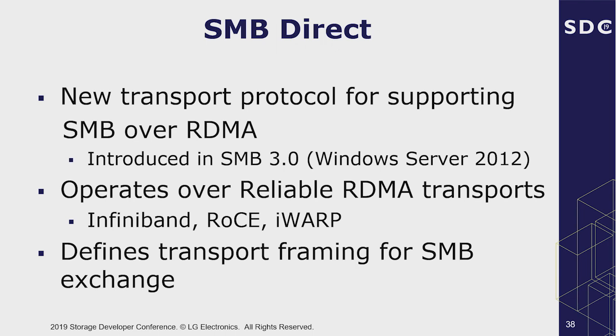Because RDMA transfer is message-oriented, unlike TCP, SMB Direct defines framing for SMB exchange. There are 3 types of SMB Direct messages: negotiation request, negotiation response, and data transfer. A data transfer message contains a whole or a part of an SMB message.